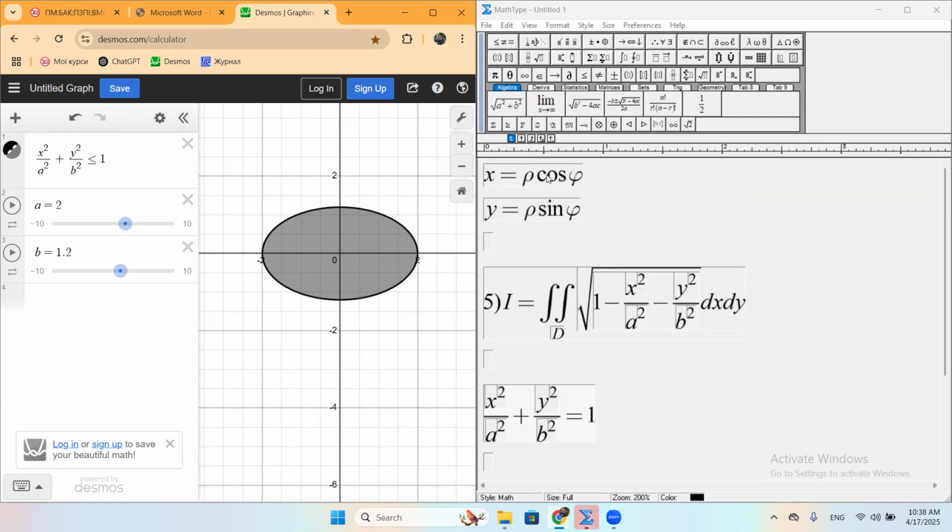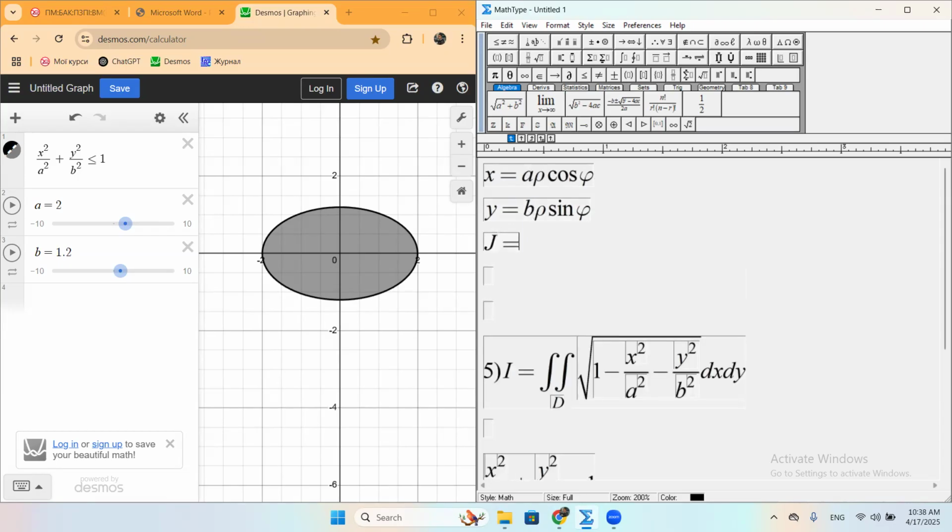In such a case, we will use generalized polar coordinates with these formulas. How do they change? x equals a r cosine of phi and y equals b r sine of phi. And the Jacobian of the transition equals a b rho. So be attentive when you calculate integrals using generalized polar coordinates, because these multipliers appear.